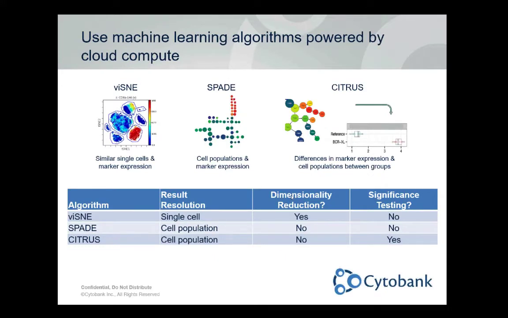So, as you saw from that example pipeline, Cytobank also has various machine learning algorithms that are powered by our cloud compute. And so these are a few of our machine learning algorithms listed here, and this table underneath lists some of the features of each algorithm that differentiate them. And so, for example, viSNE is going to provide results at single cell resolution and has a dimensionality reduction component, whereas Citrus is going to give you your results at a cell population level, going to provide significance testing and tell you if you have any differences in marker expression or cell population abundance between your groups of samples.